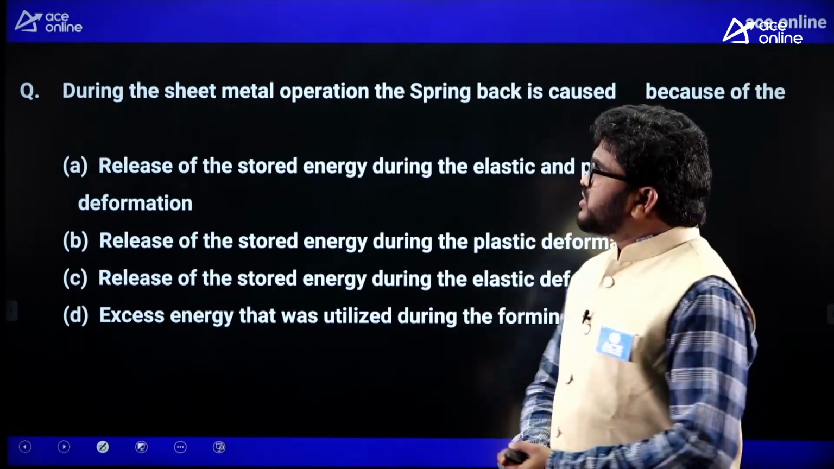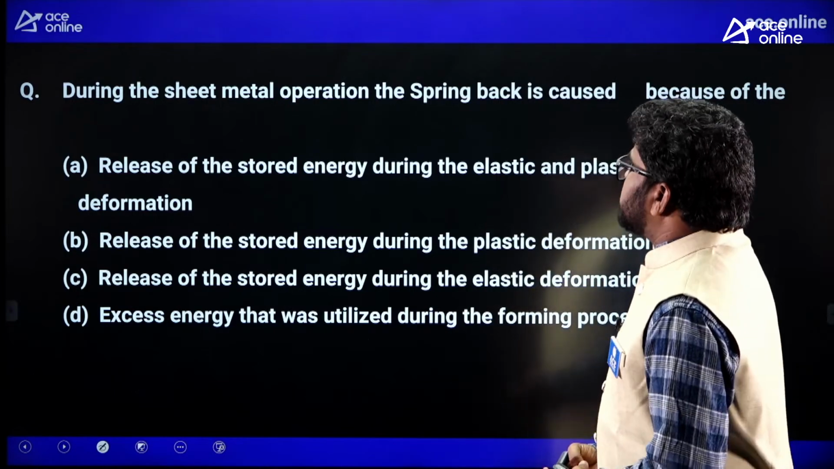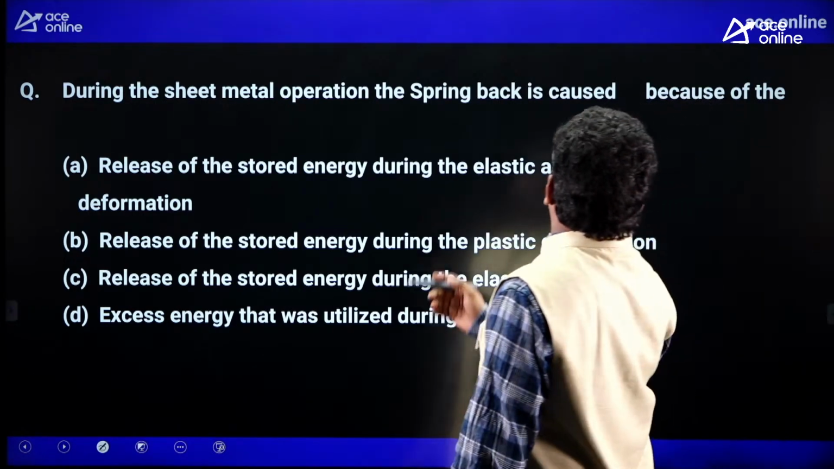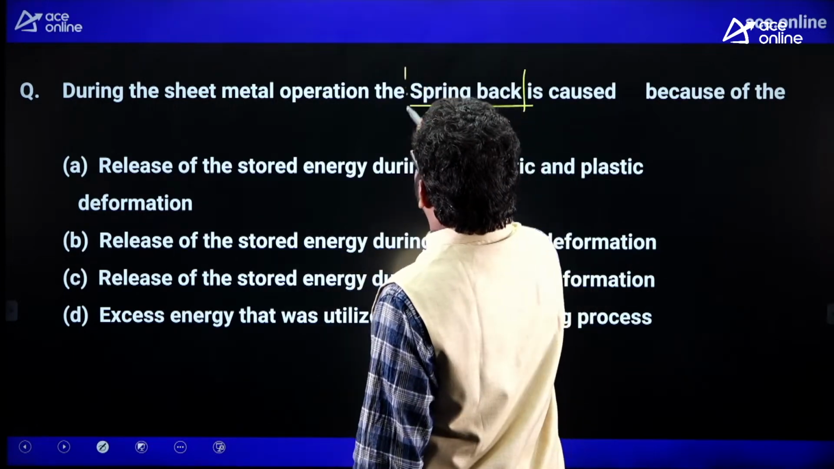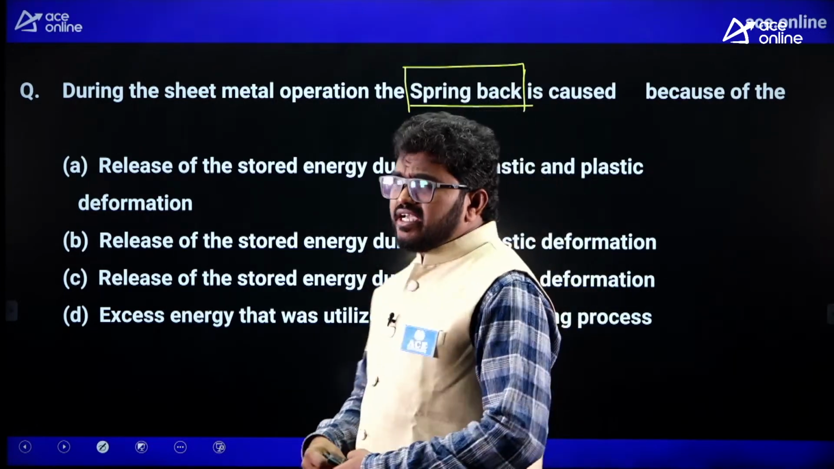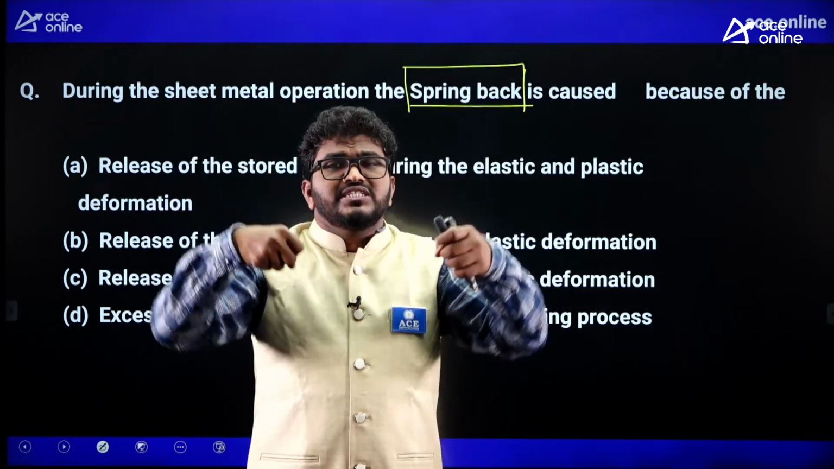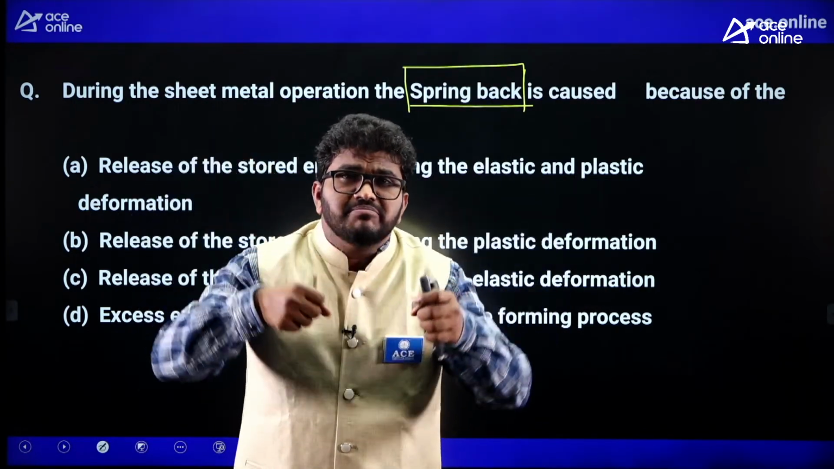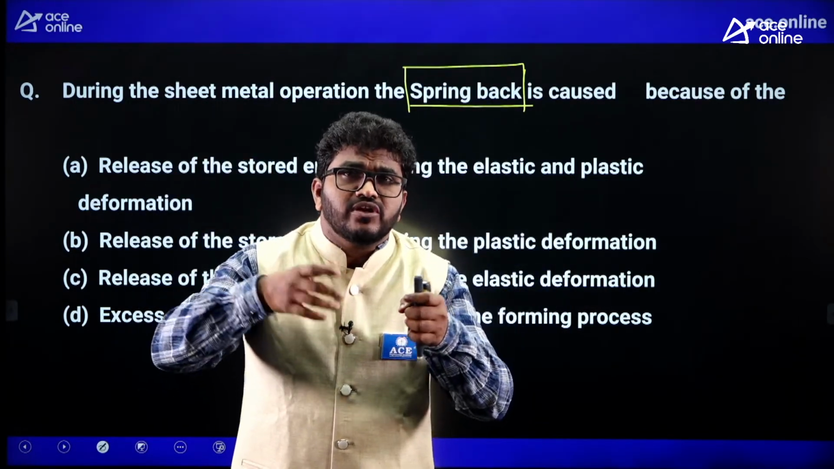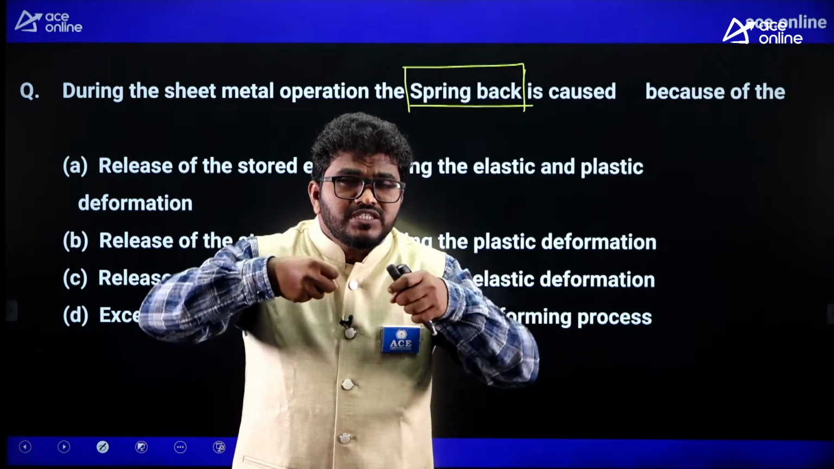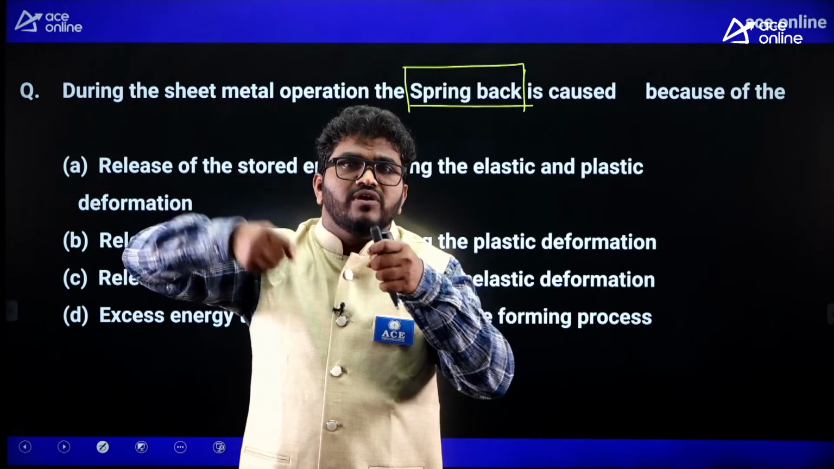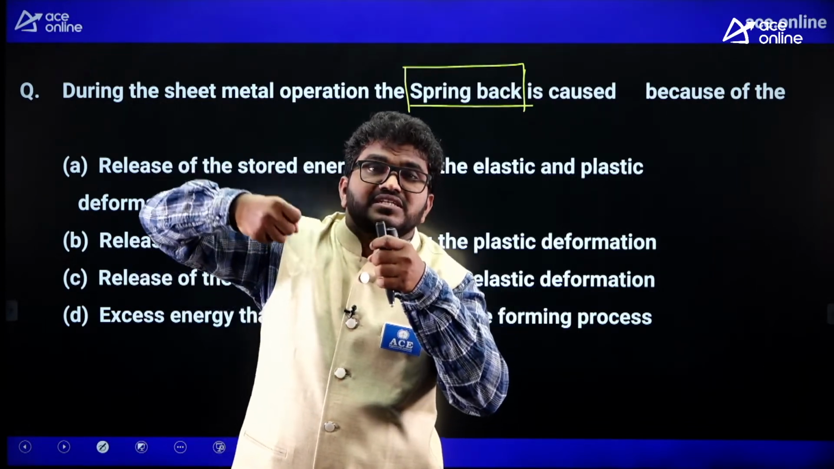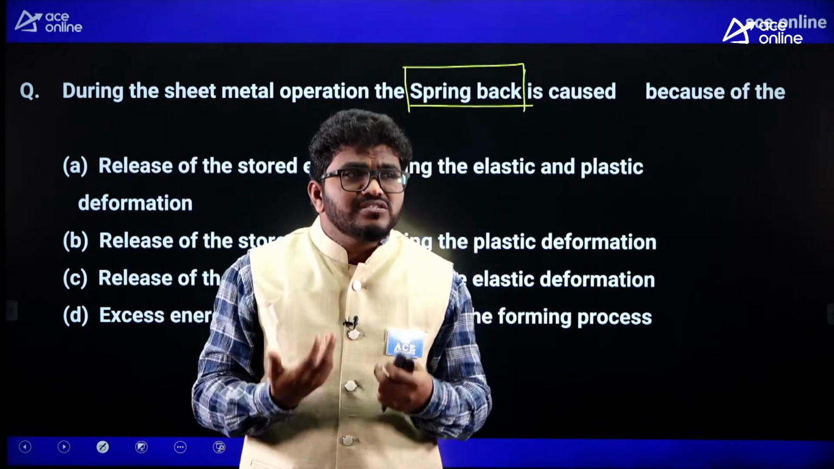Next, another question. During sheet metal operations, the spring back is caused because of what? Let us say a sheet is there, you are bending the sheet metal up to a certain angle, after that you are releasing the load. Once you release the load, it will regain back, some bending angle is going to be decreased. What is the reason?